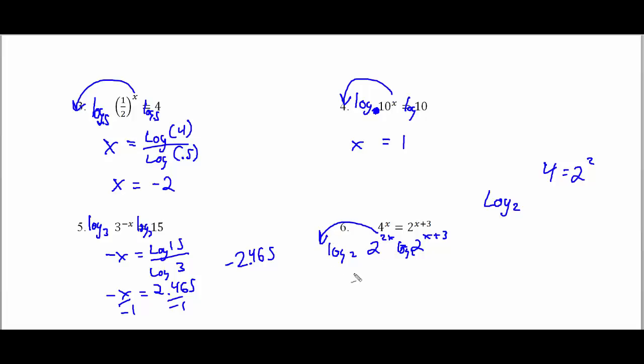The 2x comes to the front, and 2x times 1 is 2x. The x plus 3 comes to the front, and x plus 3 times 1 is just x plus 3. Subtract x from both sides, so x is equal to positive 3. And there's your answer there.